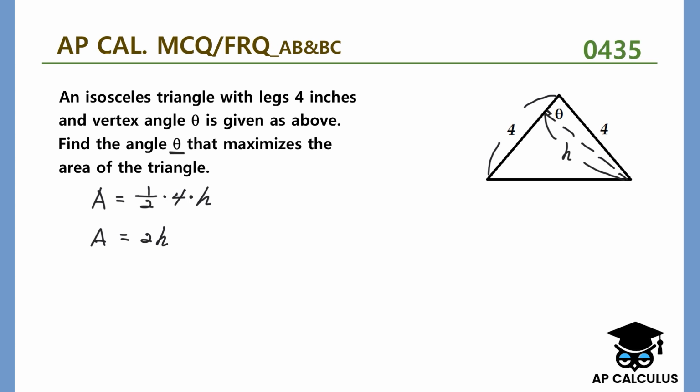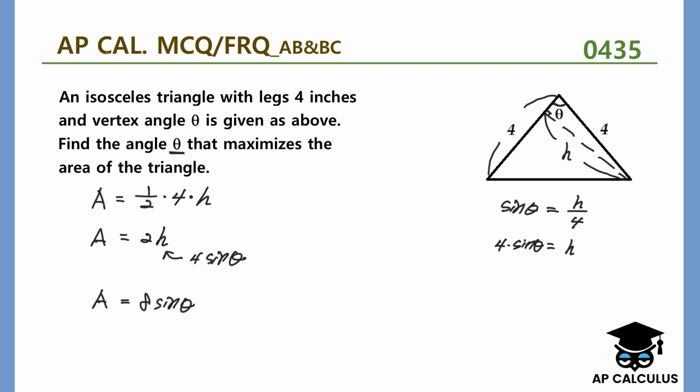So far so good? Here, this is a right triangle, right? So if we use trig, sine theta is equal to opposite over hypotenuse. Opposite here is h, okay? Opposite is h over hypotenuse 4, right? So h is equal to 4 times sine theta, right? So substitute 4 sine theta here. Then our area is equal to 2 times 4 sine theta, 8 sine theta.